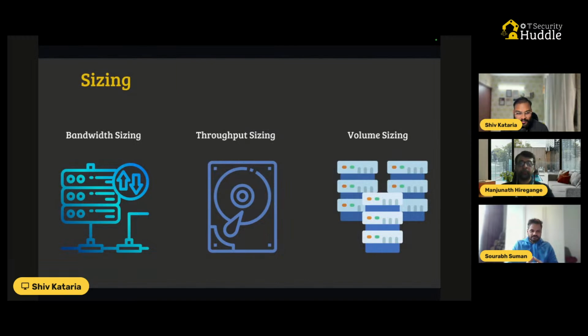In all engineering we do sizing, in process automation, but for a cybersecurity SOC also you need to do sizing. Three types of sizing you need to do. First one is bandwidth sizing, another is throughput sizing, and third is volume sizing.